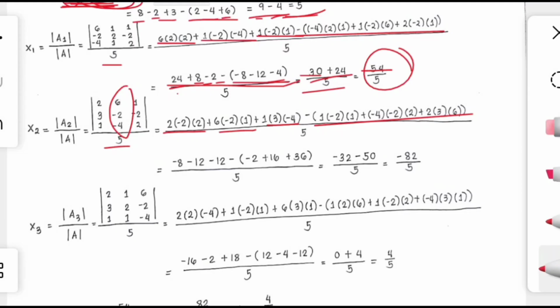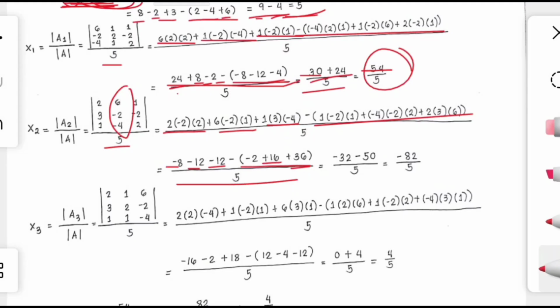So 2 times negative 2 times 2 is equal to negative 8, and then 6 times negative 2 times 1 is equal to negative 12, and then 1 times 3 times negative 4 is equal to negative 12. Minus this quantity, we have negative 1 times negative 2 times 1 is equal to negative 2, and then negative 4 times negative 2 times 2 is equal to positive 16, and then 2 times 3 times 6 is equal to positive 36, all over the 5.